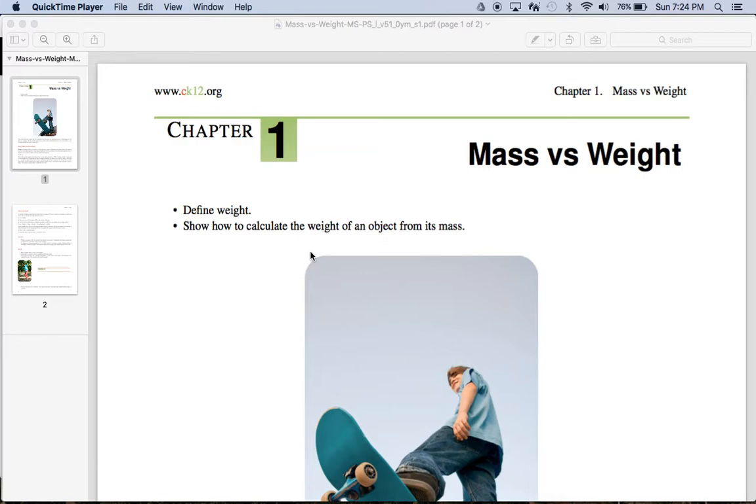This is mass versus weight. When you are done reading, you should be able to define weight, and you should be able to show how to calculate the weight of an object from its mass.